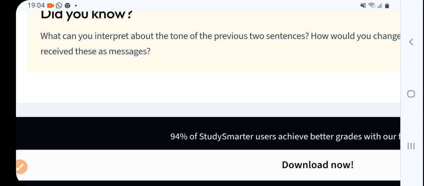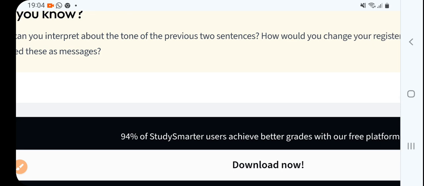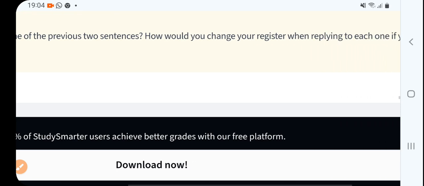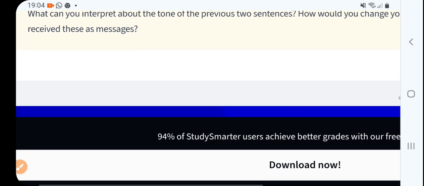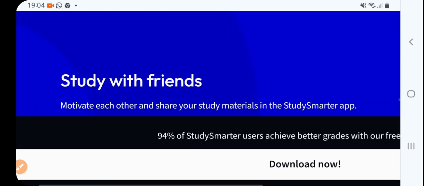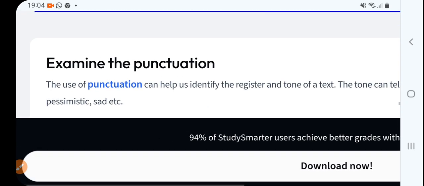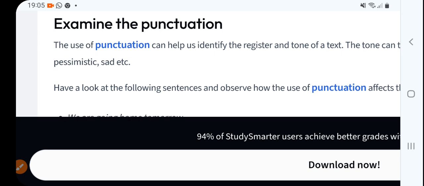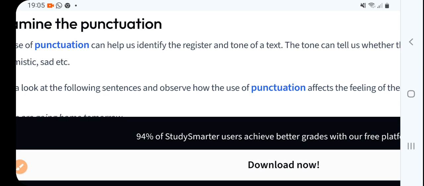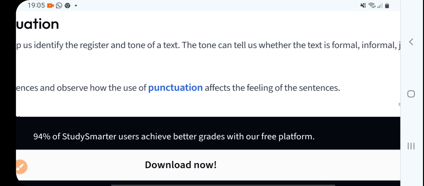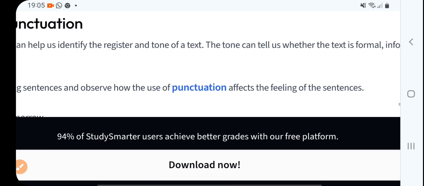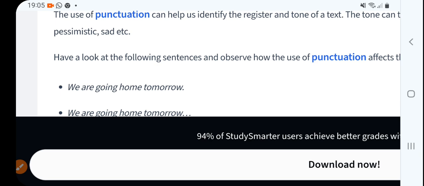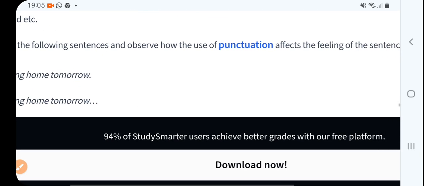Now, what can you interpret about the tone of the previous two sentences? How would you change your register when replying to each one if you received these as messages? So this is something to think about. Next, examining punctuation. Punctuation is also important, and can help us identify the register and tone of the text. The tone can tell us whether the text is formal, informal, joyful, optimistic, pessimistic or sad. Have a look at the following sentences and punctuation.